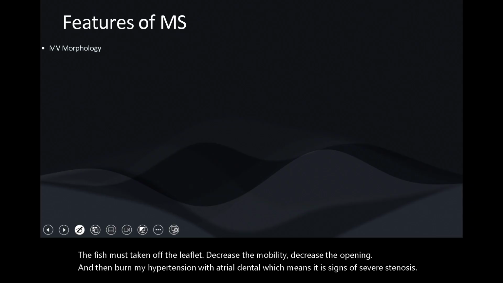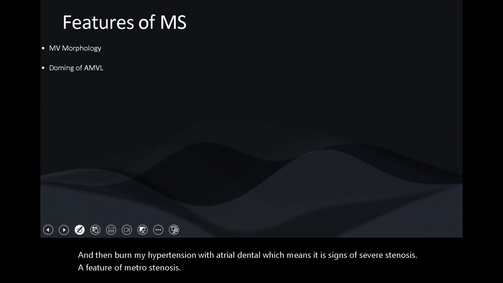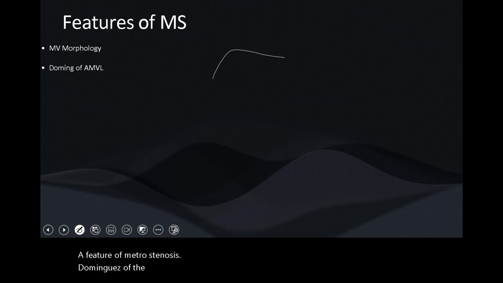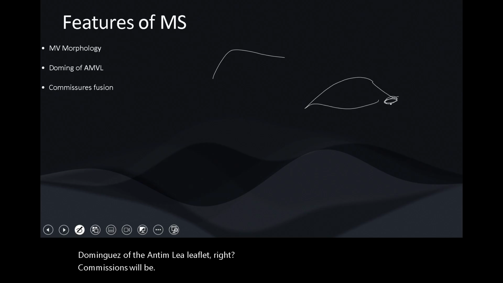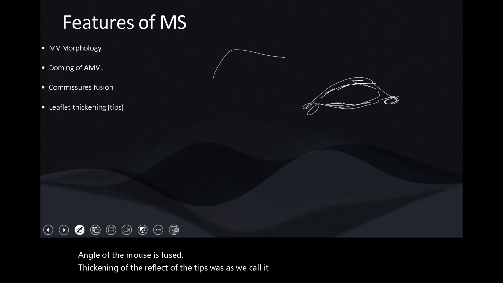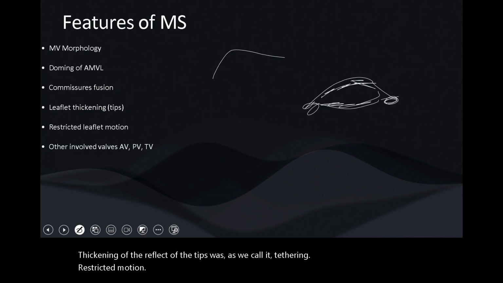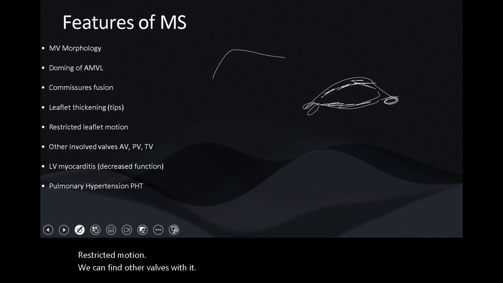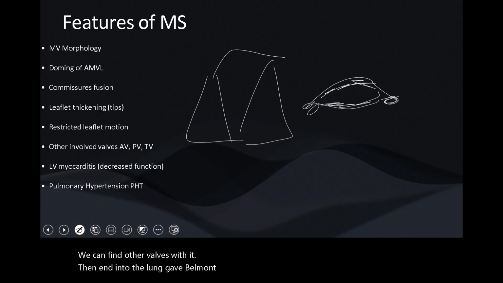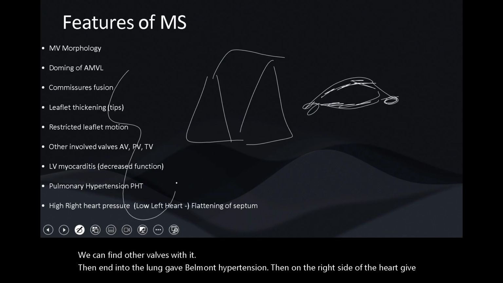A feature of mitral stenosis: doming of the anterior leaflet, right? Commissures, the angle of the mouth, are fused. Thickening of the leaflet tips, which we call tethering. Restricted motion. We can find other valves involved with it. Then it extends into the lung and gives pulmonary hypertension. Then on the right side of the heart, it gives right-sided heart failure.